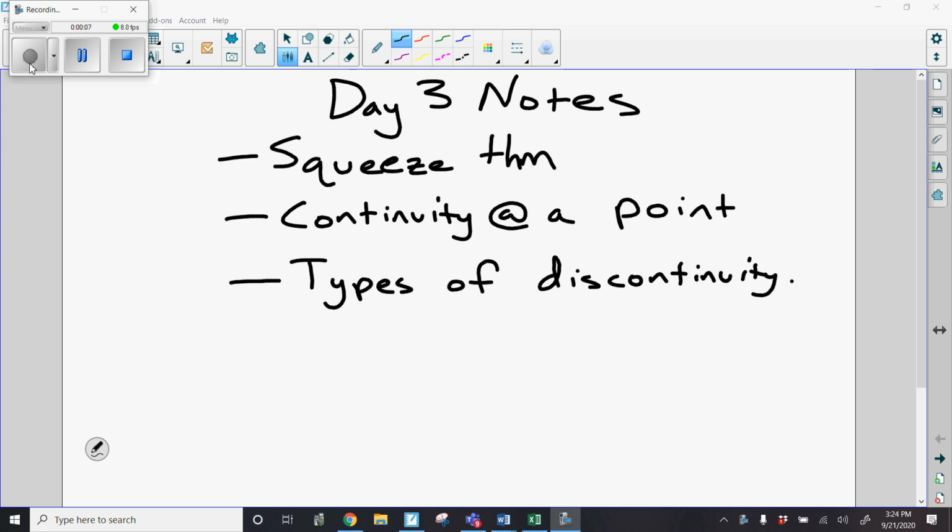Some notes here. Today we're going to be talking about the squeeze theorem, also called aka the sandwich theorem. And that's when we have a function that we can always pin between two different functions that can allow us to solve for a limit that we can't maybe find in another way.